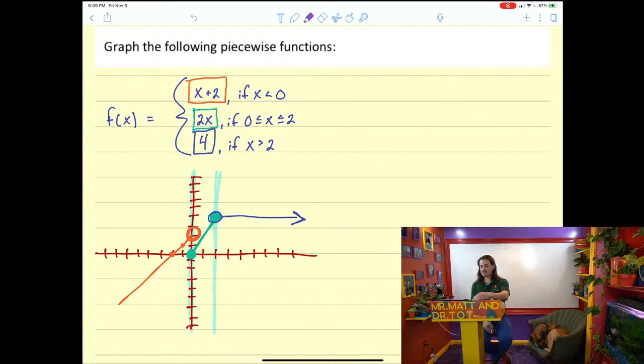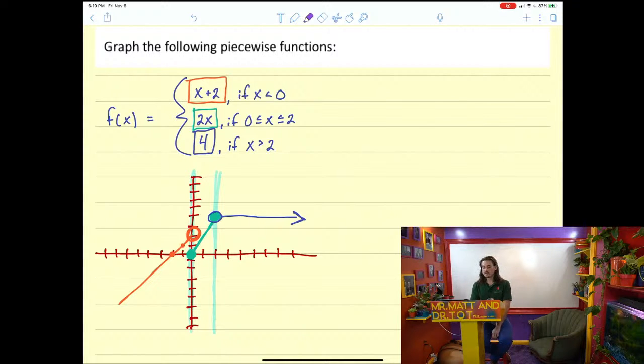Okay, so if we look at this piecewise function, f of x is equal to x plus 2 if x is less than 0, 2x if 0 is less than or equal to x, which is less than or equal to 2, and f of x is equal to 4 if x is greater than 2. So first I drew an x and y plot and marked off some points, and then I also drew in boundaries depending on where the domain is restricted.